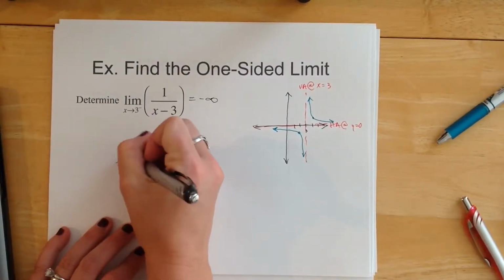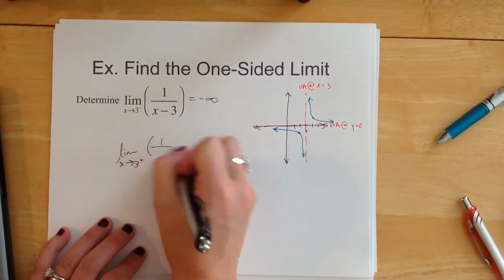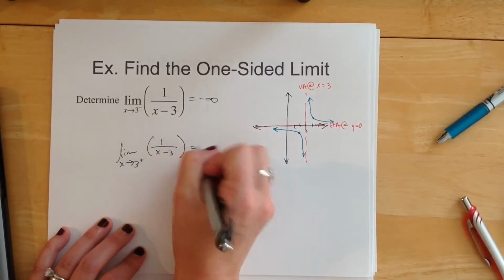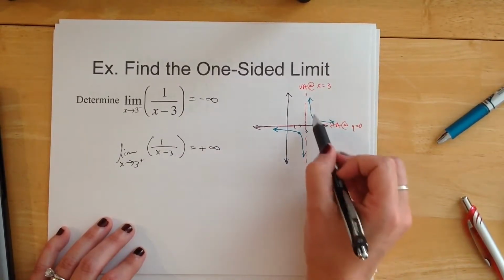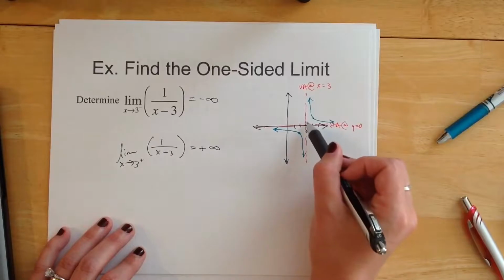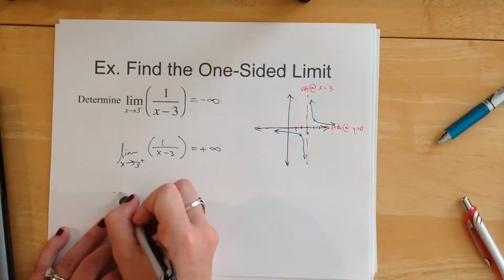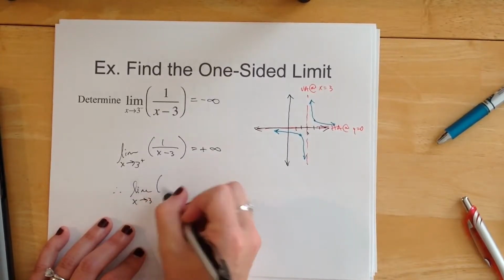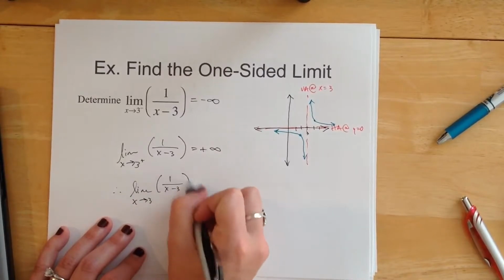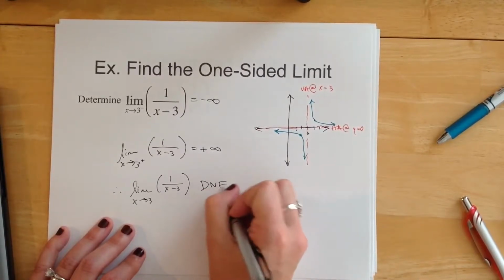Now, the right-handed limit, so the limit as x approaches 3 from the right of 1 over x minus 3, would actually be positive infinity. Okay, because as x approaches 3 from the right-hand side, the y values increase without bound. So for the two-sided limit of this function, because our infinities do not agree, we can't say plus or minus infinity, we would just have to say DNE.